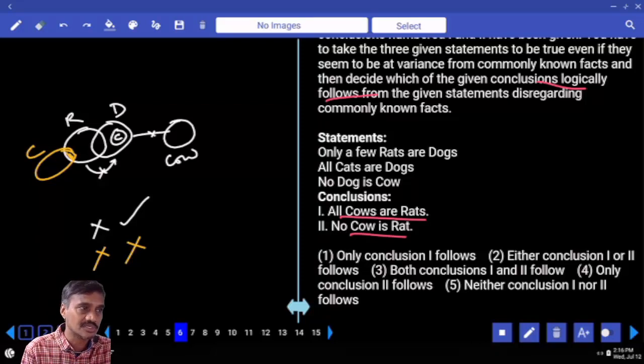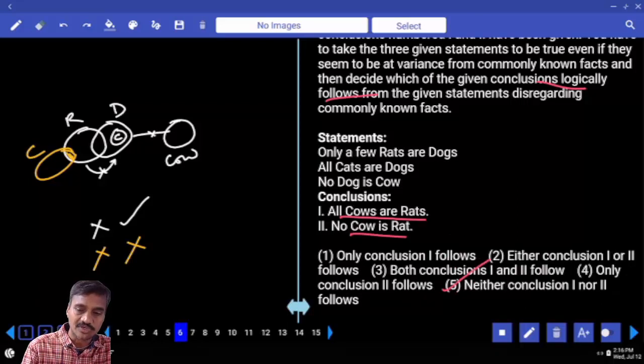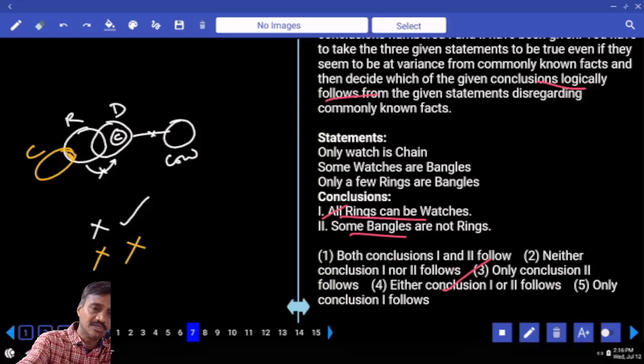Hence, what is your answer here? It is neither one nor two. Choice B for question number 6. If we had "some" here, then either-or is the answer. As it is "all", it cannot be either-or.